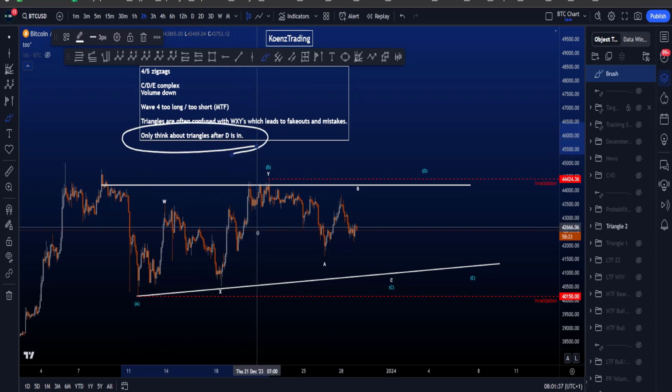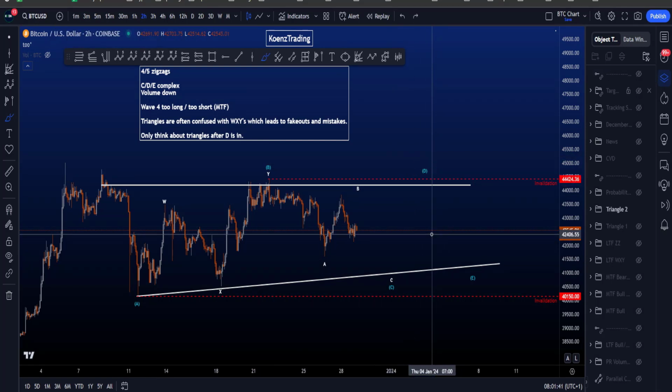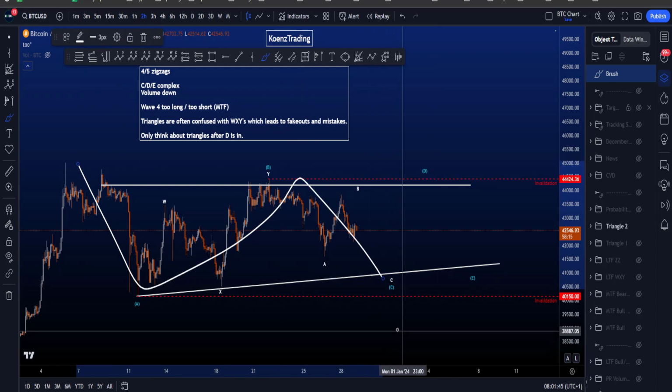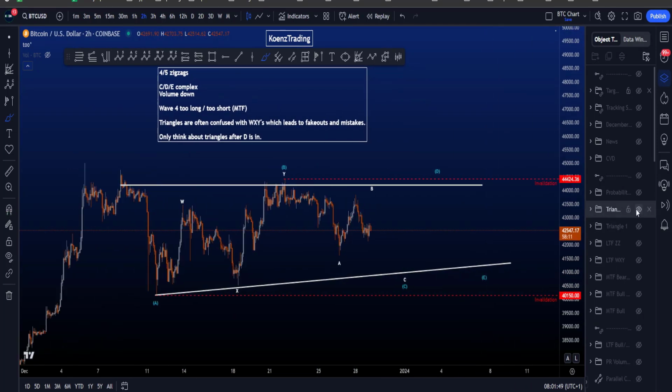I usually only start to think about triangles after a wave D is in. Before that moment, the WXY scenarios still very much have great probabilities compared to a triangle.